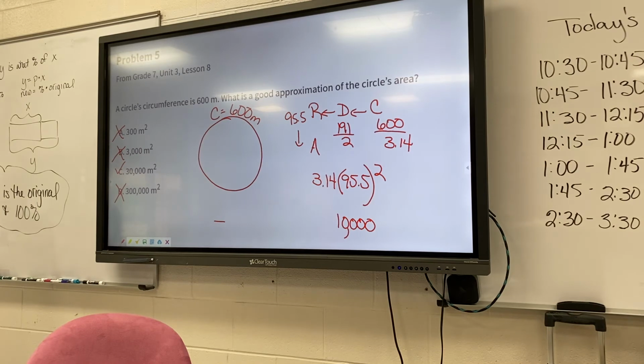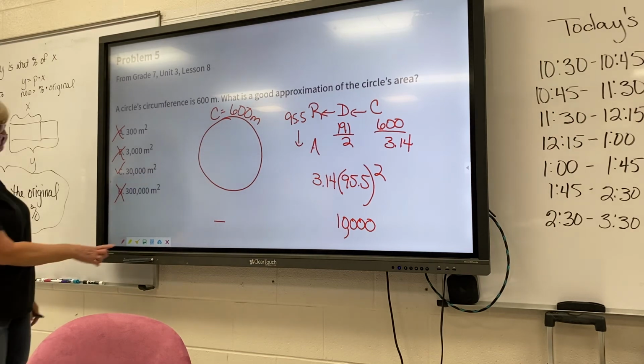Little mental math there, instead of squaring 95.5. That's almost 100. 100 times 100 is 10,000. And then we know pi is 3 and a little bit more. Okay, questions? Oh, that flow chart worked really nice for that one, didn't it? Okay. All right, last question.